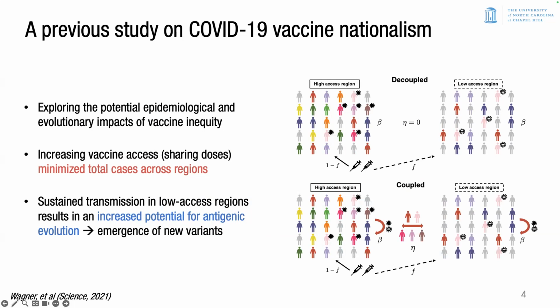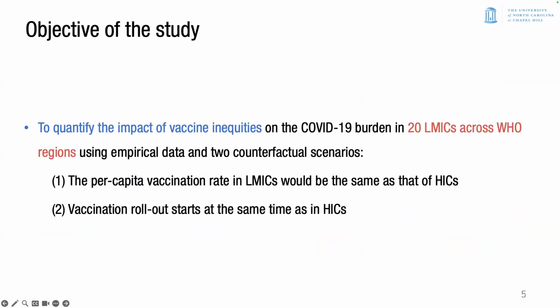While this paper efficiently highlights the importance of vaccine equity, it relies on somewhat theoretical simulations with limited empirical data. So that's why I selected today's paper, because this study aims to quantify the impact of vaccine inequity on the COVID-19 burden in 20 LMICs across WHO regions using various empirical data. The way they quantify the impact is based on two counterfactual scenarios: what if the per capita vaccination rate in LMICs were the same as that of the US, and what if the vaccination rollout started at the same time as in the US.